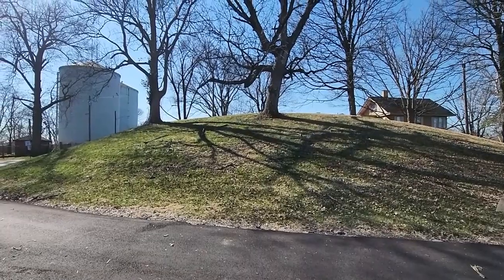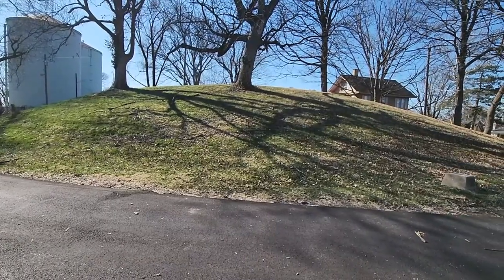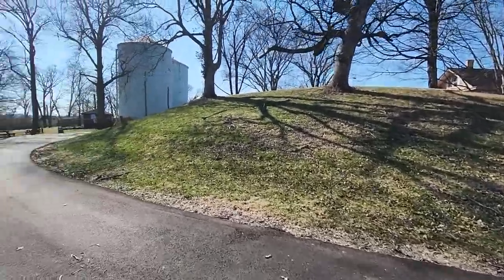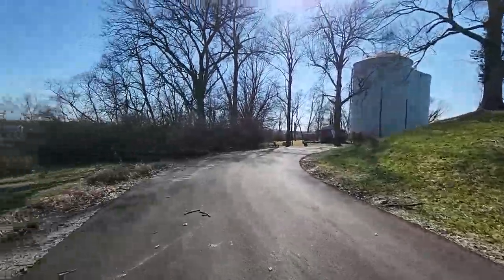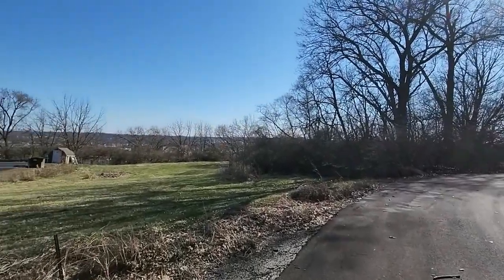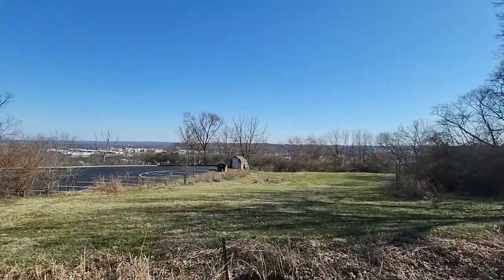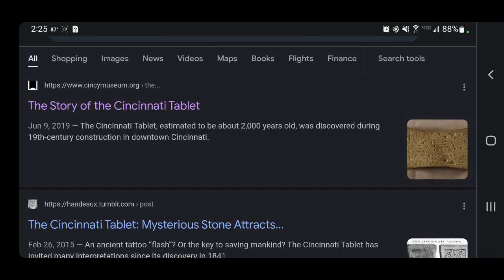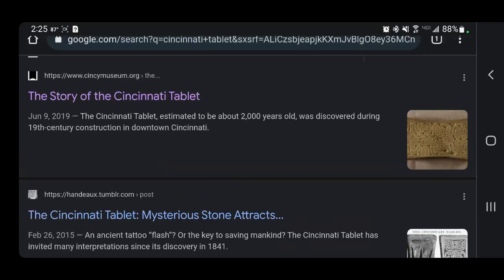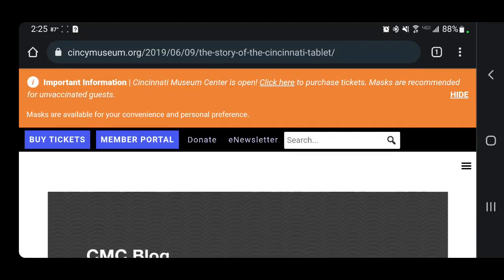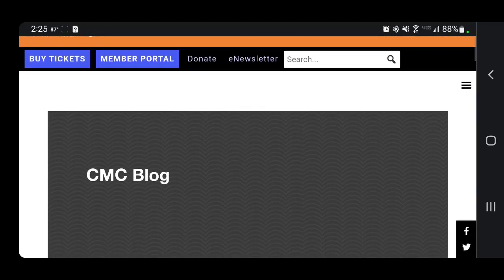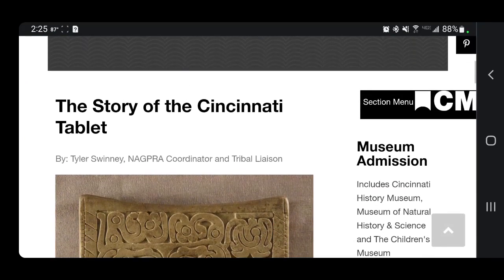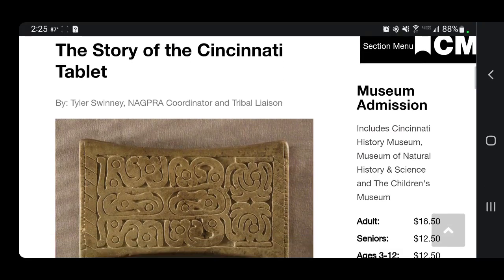And I had a viewer recently request me to do a video on it, and I'm not gonna lie, there's not a lot of information about the Cincinnati Tablet. I have come across it in my research. So what I want to do is do a Google search on it for you guys and just show you what's out there. We're going to go to this first link for the Cincinnati Museum. A good starting point when I research stuff like this is kind of my process. I just do a cursory Google search and I just look.